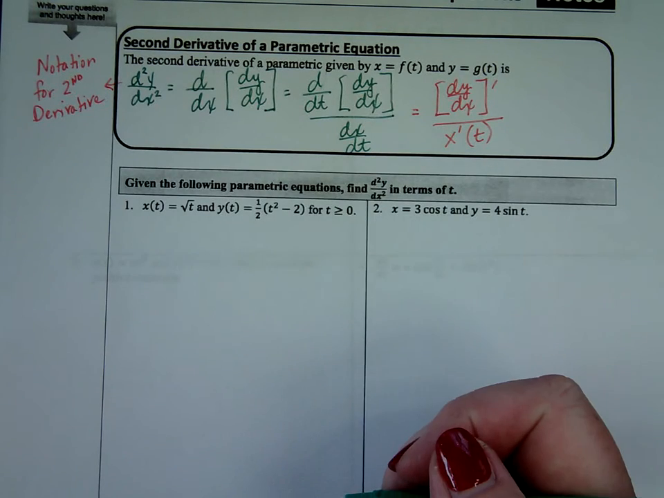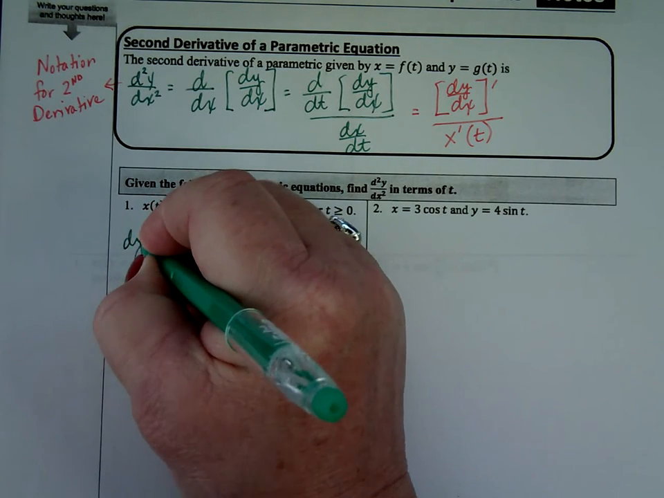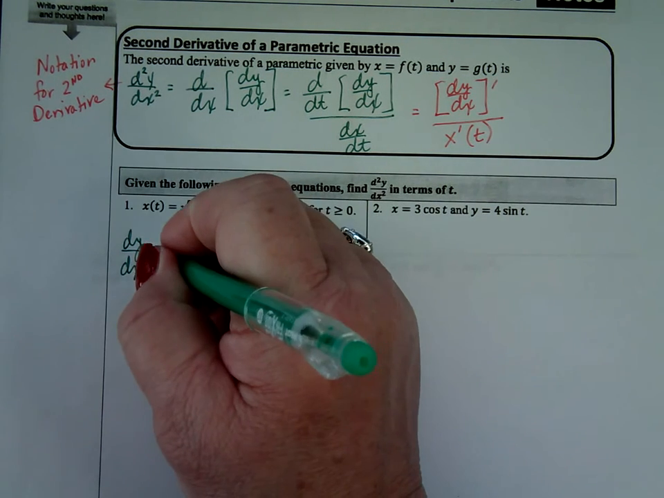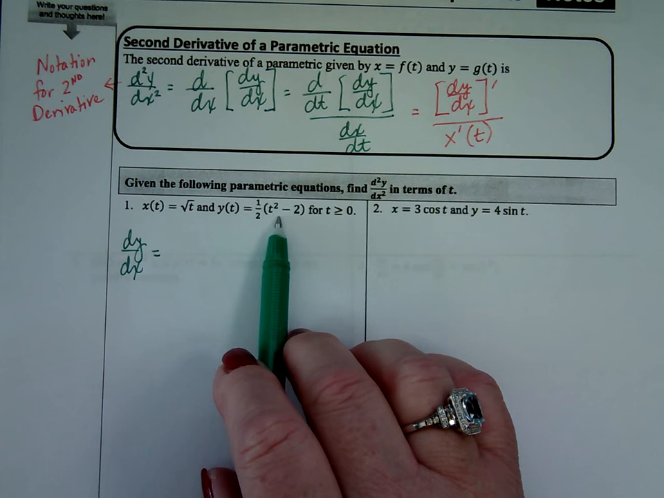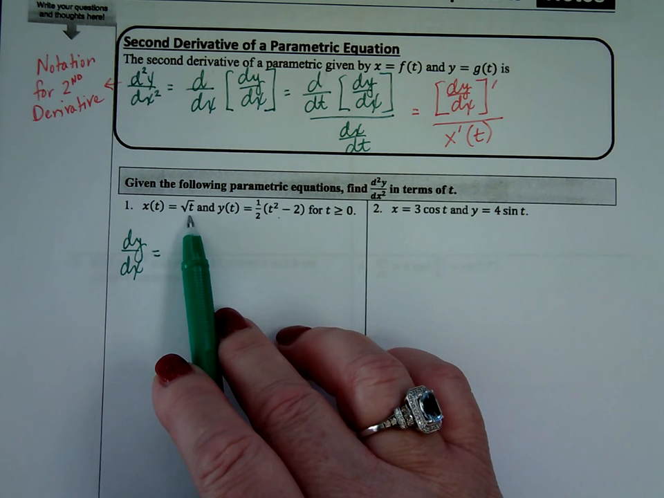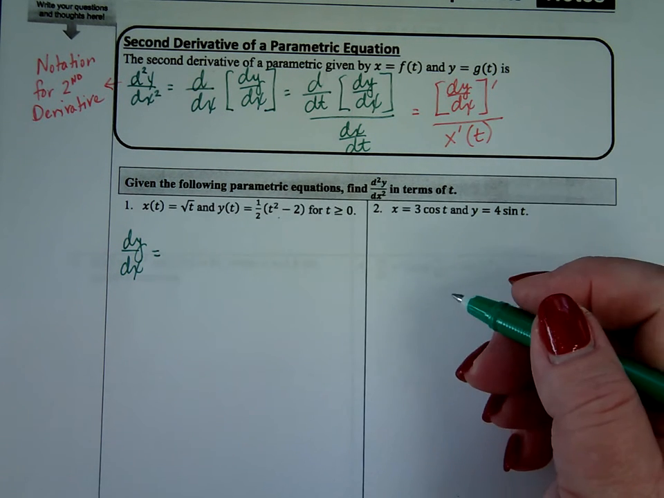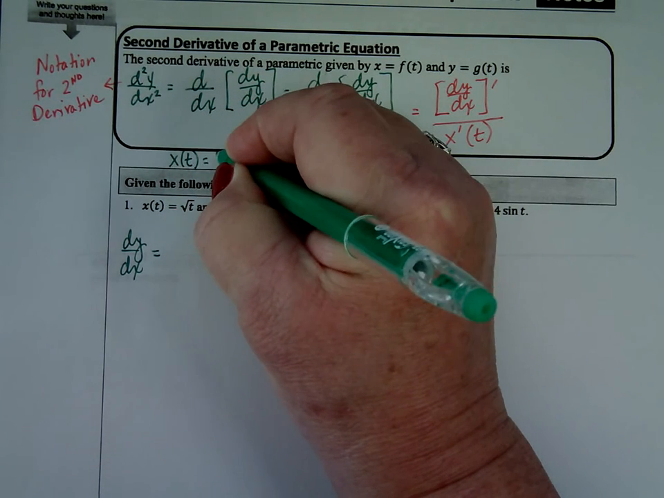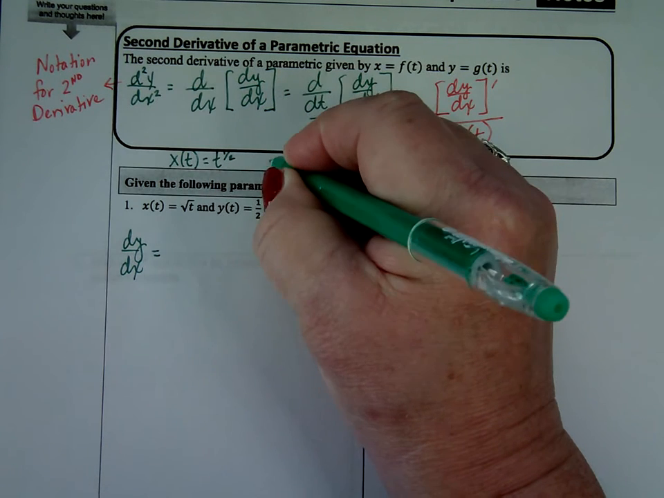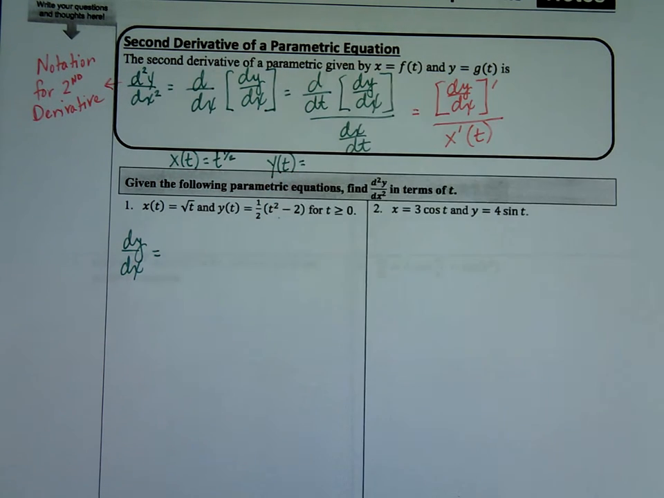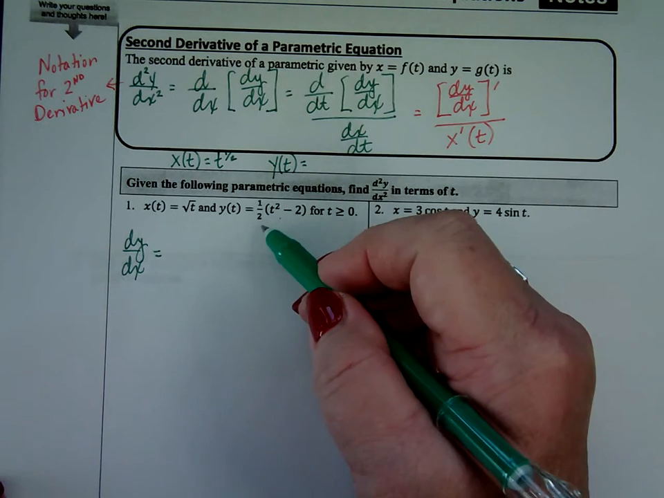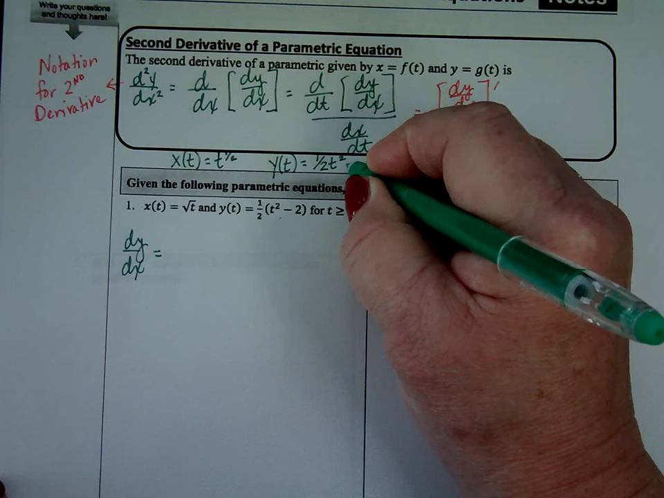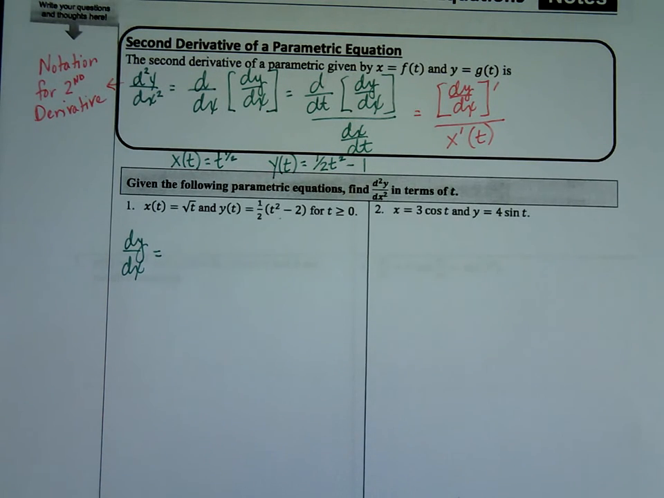We need to know what dy over dx is first. So this is what we did in the last section. We're not going to do anything new yet. Just do the same thing you did in the last section. You take the derivative of the y, divide it by the derivative of the x. Now these are not in pretty notations right now. This one is x of t is t to the 1/2, and y of t, notice I haven't taken derivatives yet, I'm just setting it up, is 1/2 t squared minus 1. 2 times 1/2 is 1. That's what I want a derivative of.